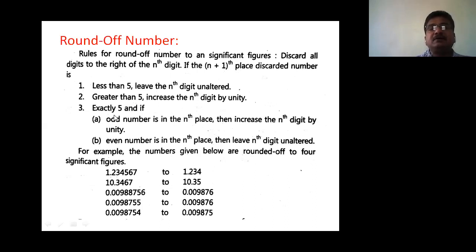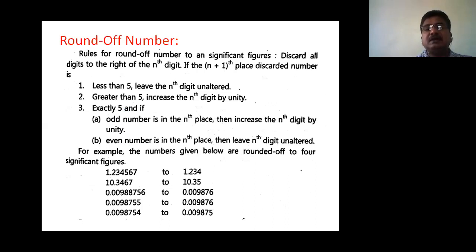And if the n plus 1 digit is exactly 5, then what is the rule? If the previous number is odd, that is, if the nth digit is odd, and the n plus 1th digit is exactly 5, then increase it by unity, by 1. And if the nth digit is even, and the n plus 1th digit is exactly 5, then leave the nth digit as it is, that is, unaltered.